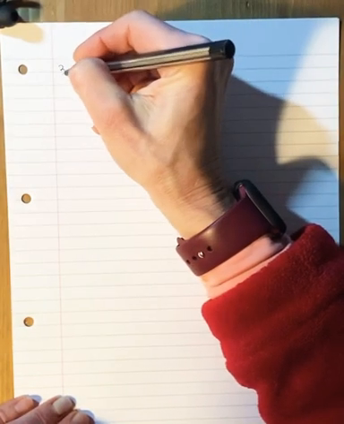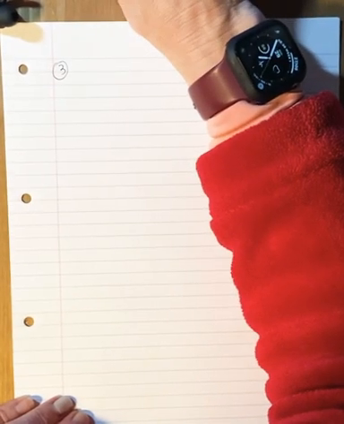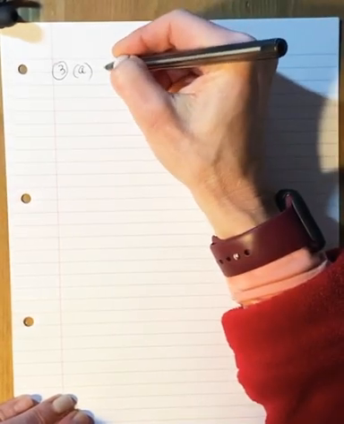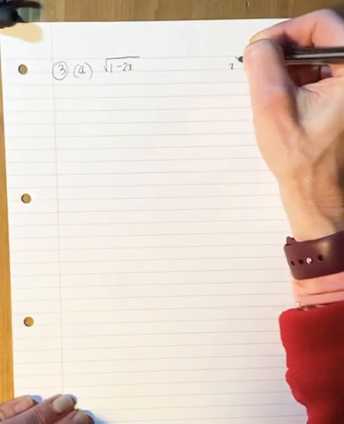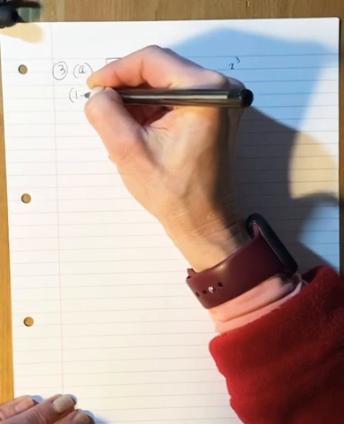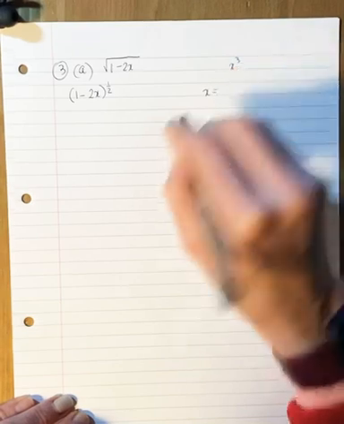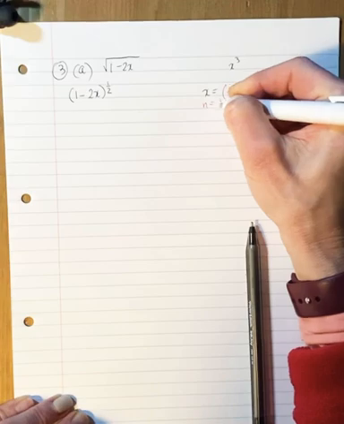Okay, so for example 3, let me just make it bigger so I can see it. Okay, so again, there's more than one part, there's 3 parts. The first question is square root of 1 minus 2x, and we need to go up to x cubed term. So this one, let's write it with power. The power here is a half. X has been replaced by minus 2x, and n is equal to a half.